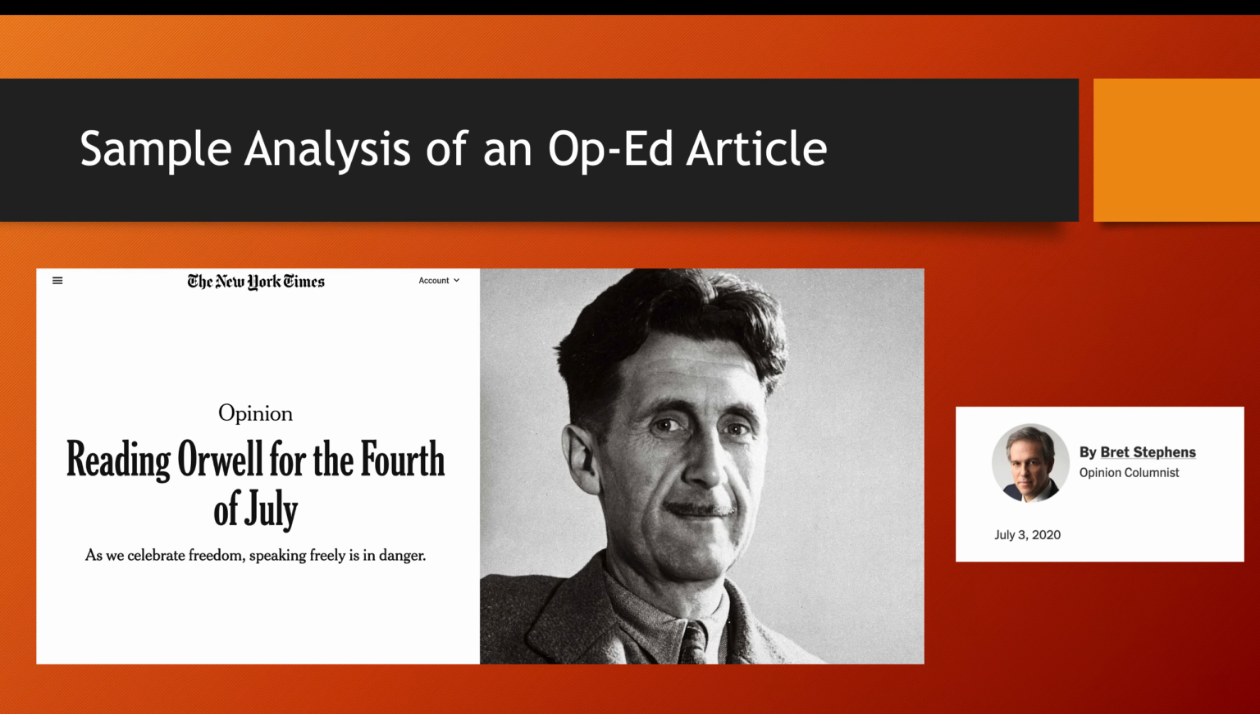Now, here's a sample analysis, right? This is a text from the New York Times. It's an opinion piece, which is important to point out, right? This is Bret Stephens' opinion about reading George Orwell on the 4th of July, the same author that wrote 1984. This came out right before the 4th of July, right? We can think about how Kairos is already in motion here. He propelled this opinion piece out right before July 4th to say something about the state of the United States, how we celebrate the 4th of July. We already have Kairos jumping out at us, right?